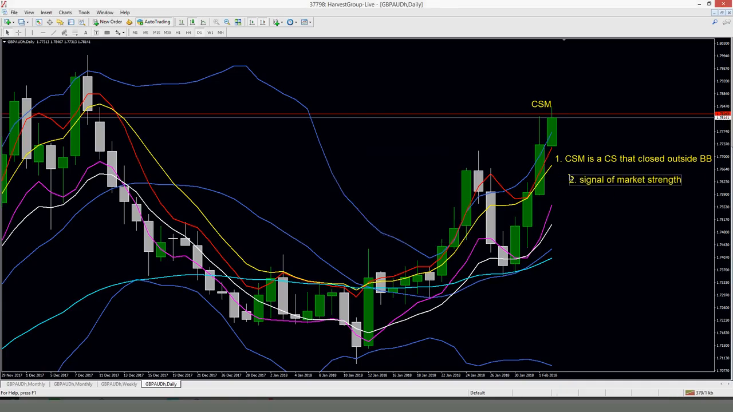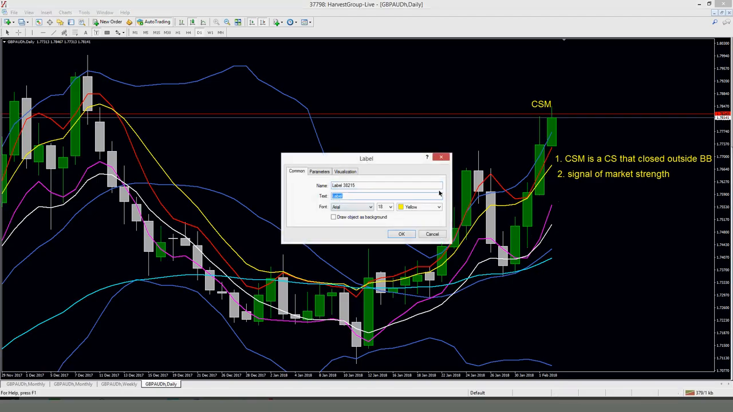Okay, so CSM also signifies the strength of a market. So we know if there's a CSM buy, the market is going up. There's strength in the market going there. So what does it mean for us?